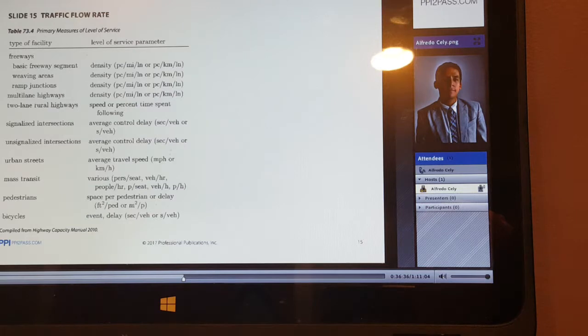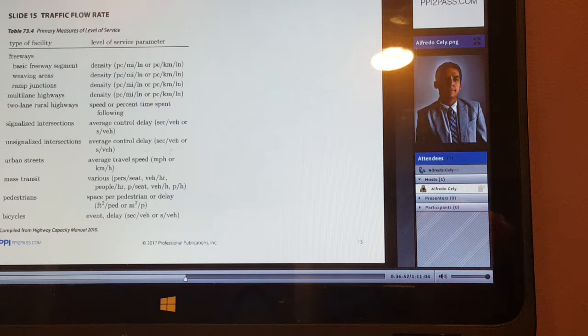As you can see here, table 73.4, what it clearly highlights is that levels of service have different measures based on the facility under consideration. So please note that this is another key distinction and concept that you need to understand for the breadth portion of the exam, because you may be tested on a theoretical question.